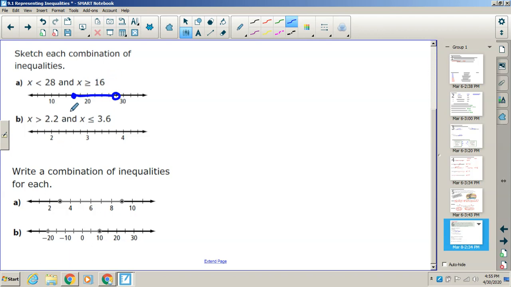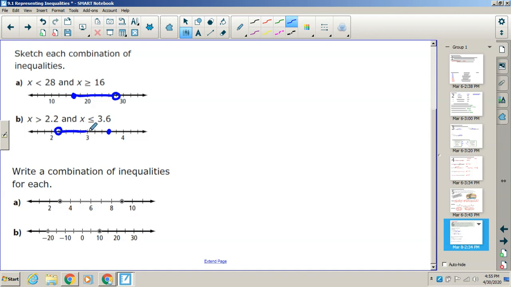Do the same sort of thing with B. We just need to find the boundary points, 2.2 and 3.6. Going 2.2, 2.4, 2.6, 2.8, these are each 2/10 or 0.2. So x is greater than 2.2. Again, that has to be an open dot because it's greater than. It can't be 2.2, so it's an open dot there. And 3.6, looks like 3.6 is right here. And it can be less than or equal to 3.6.